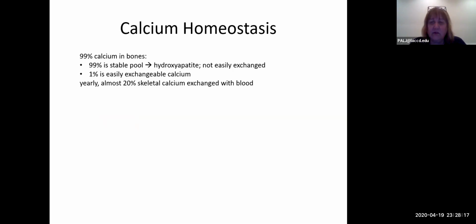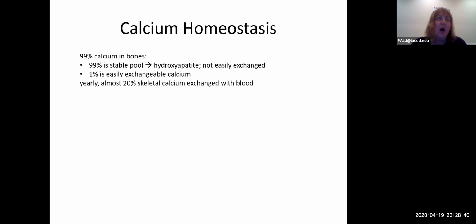I'm going to talk about calcium first because it's by far the more important one, and then at the end, I'll talk about phosphorus. So yes, 99% of our calcium's in our bones. It's very stable. It's that hydroxyapatite crystal. It is not easily exchanged. The only way you're going to get it out is to get those osteoclasts to destroy the bone.